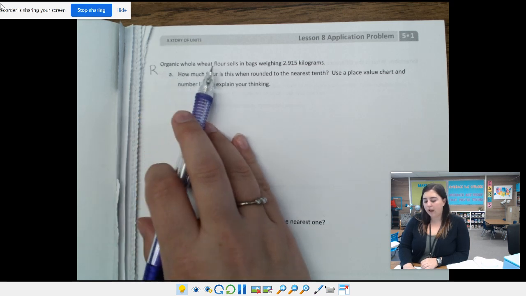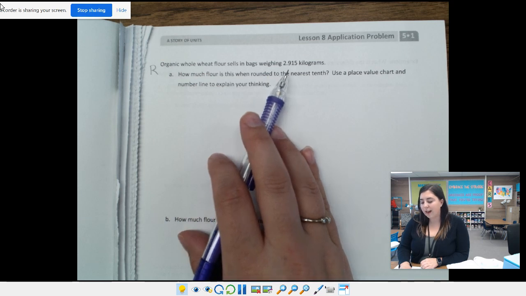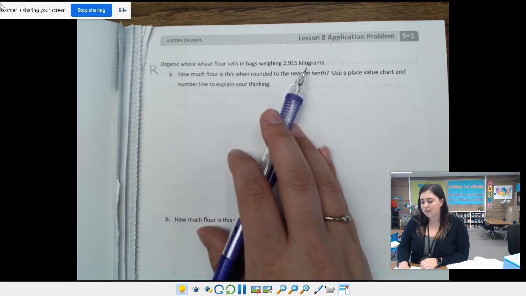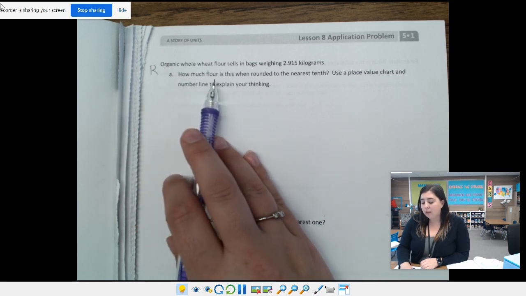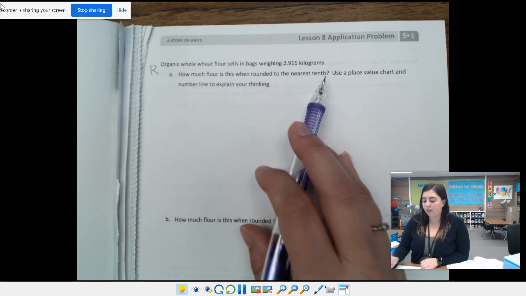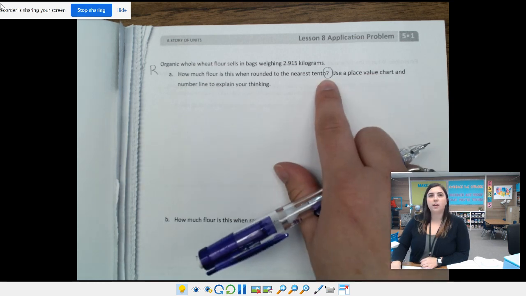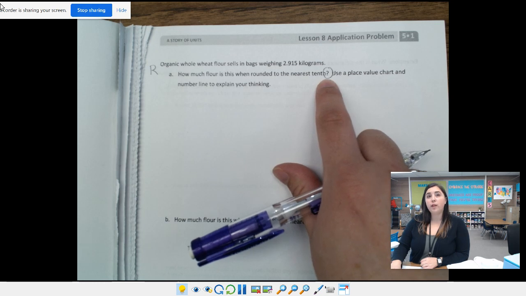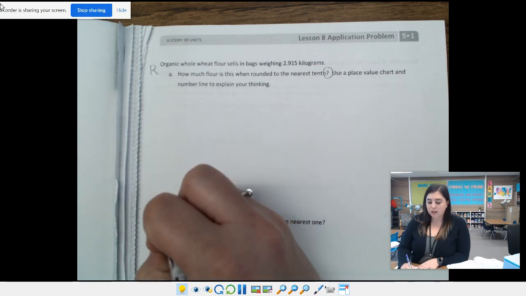Organic whole wheat flour sells in bags weighing 2 and 915 thousandths kilograms. A. How much flour is this when rounded to the nearest tenth? Use a place value chart and number line to explain your thinking. So I saw one question mark in here. The question is, how much flour is this when rounded to the nearest tenth? So I'm going to turn that into a sentence.